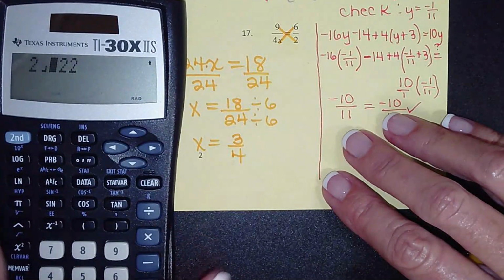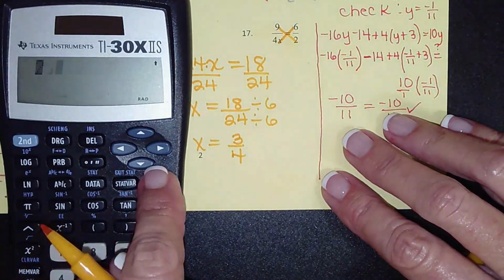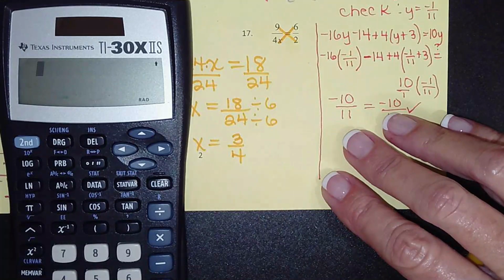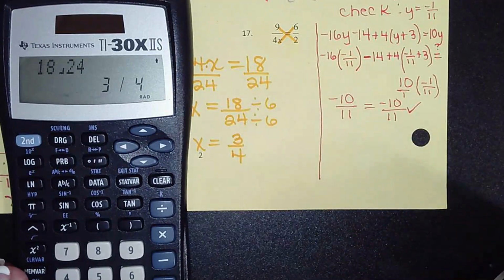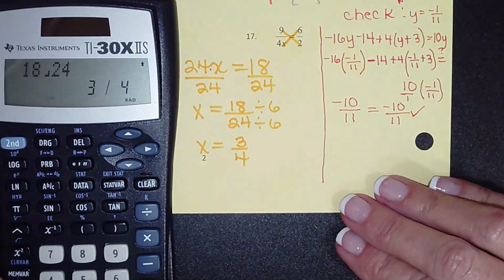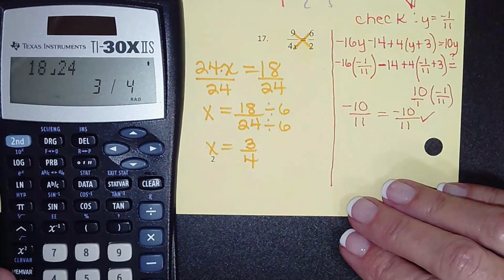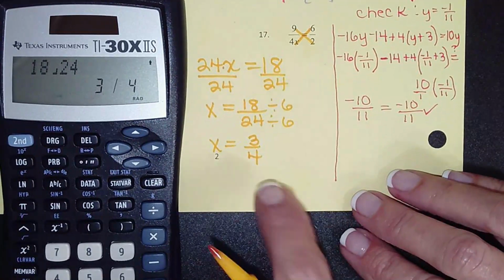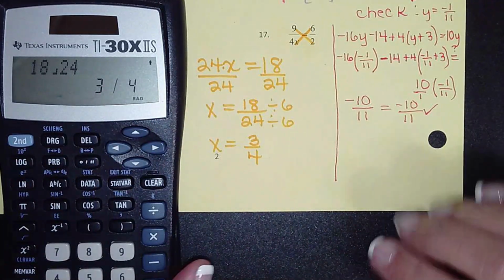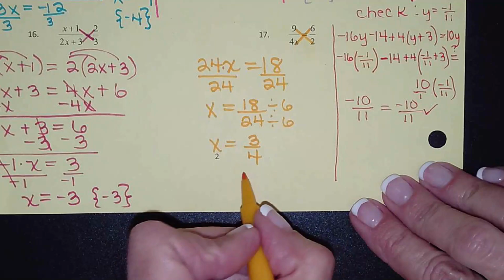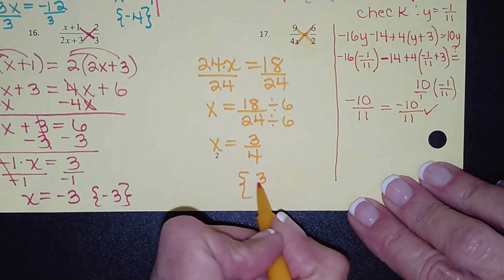So if I want to check it on the calculator, I just type in 18 fraction bar 24. Just don't depend on the calculator, because remember, there's going to be some tests in your future where you don't get to use it. So that's why I always do it by hand first, then verify it on the calculator. So 3/4 would be our solution.